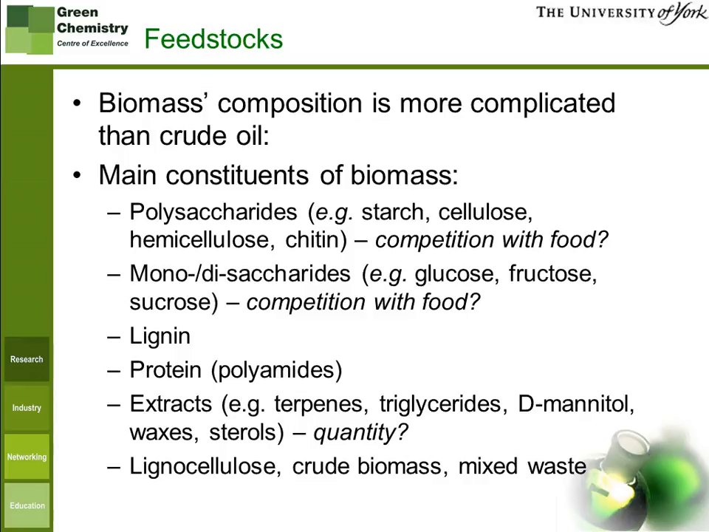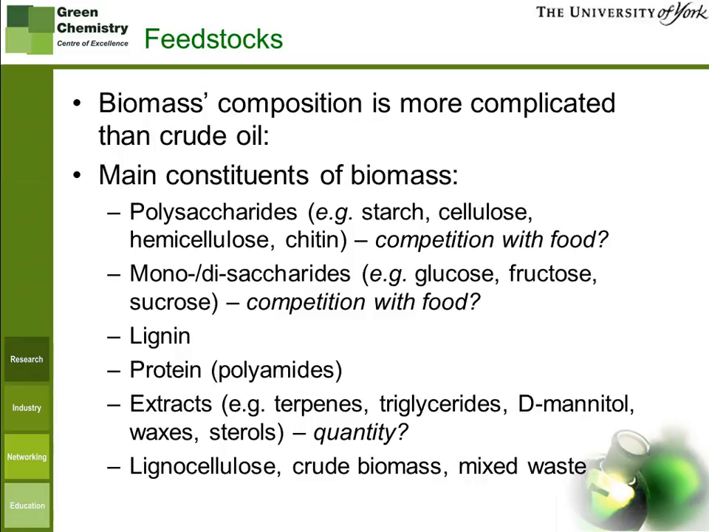So biomass's composition is more complicated than crude oil. Hopefully you're already aware of what the major constituents within biomass are. Polysaccharides really dominate. Some of these could be in competition with food, something like starch, but then you've also got structural polysaccharides such as cellulose, hemicellulose, and maybe even things like chitin from crab shells. There are also our sugars, our mono- and disaccharides, and these very much have competition with food.